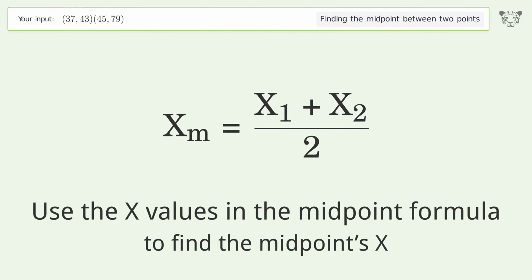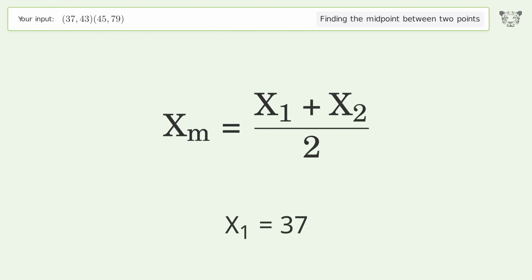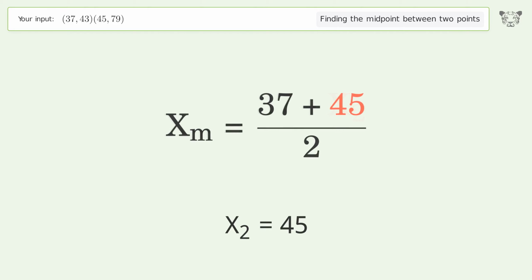Use the x values in the midpoint formula to find the midpoint's x. x1 equals 37. x2 equals 45. Simplify the arithmetic.